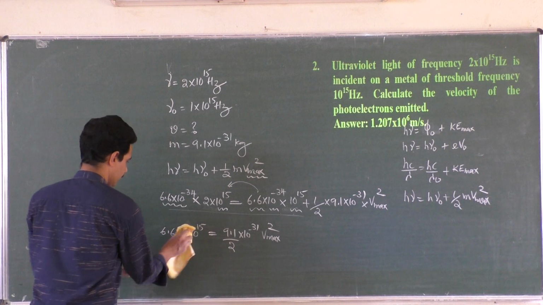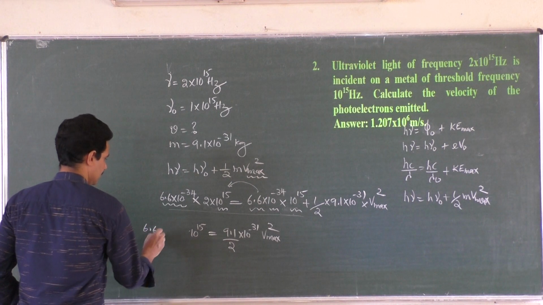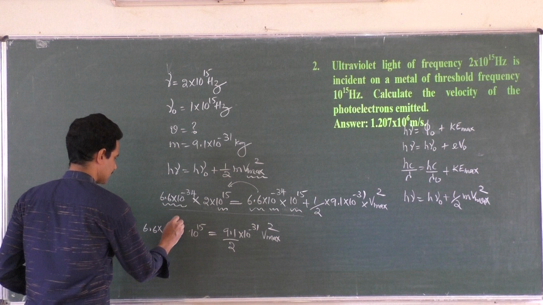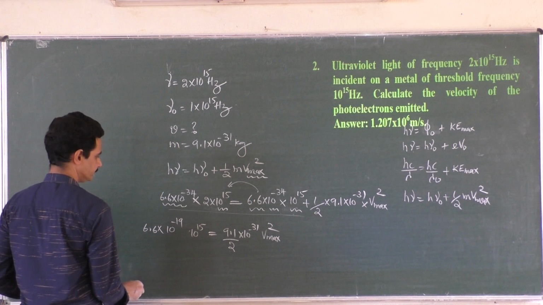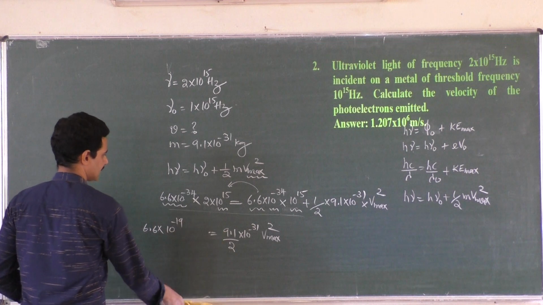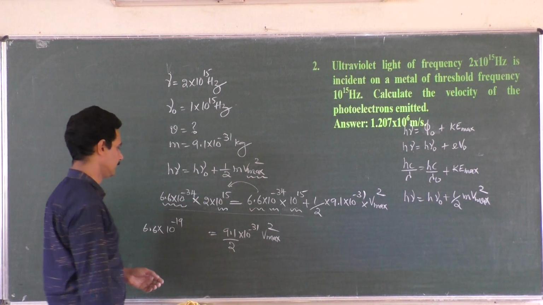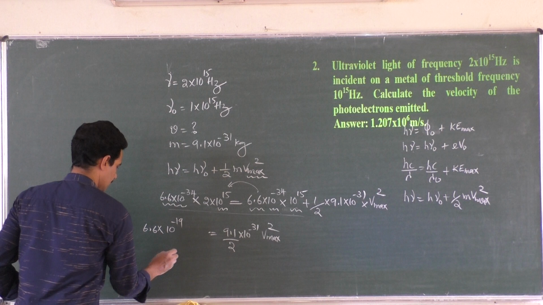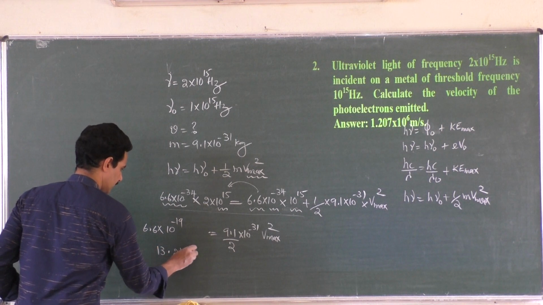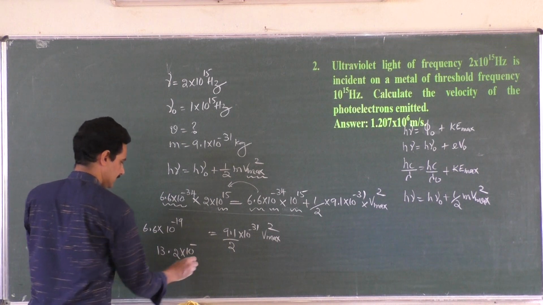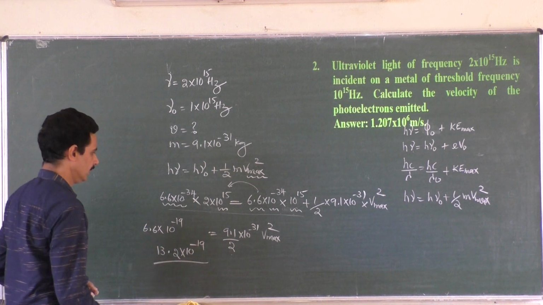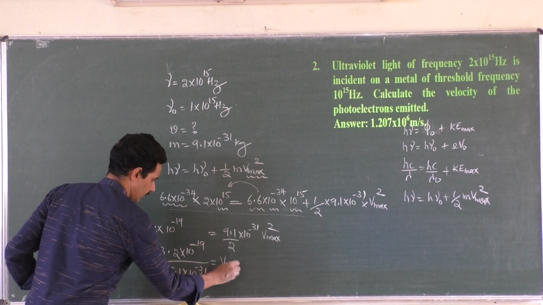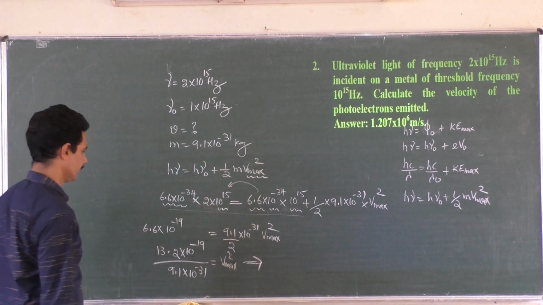Okay. Here one thing is forgotten, 6.6 into 10 to the power minus 34, 15, that is common, minus 19, correct? Not 15, minus 19. 10 to the power minus 34 plus 15, minus 19, 2 minus 1 is 1, now bring this 2 here, 13.2 into 10 to the power minus 19 divided by, I have brought 2 here, 9.1 into 10 to the power minus 31 is equal to V maximum square, that implies, I'll write it here.